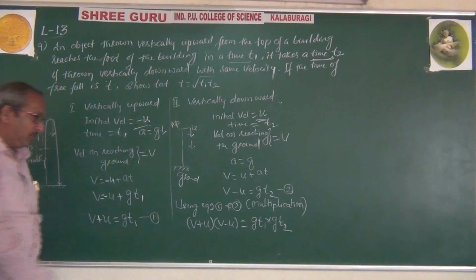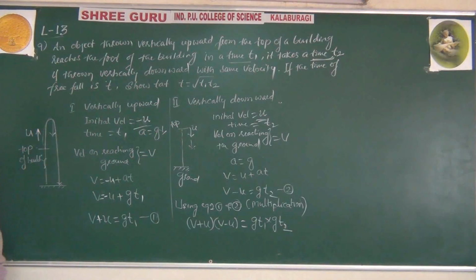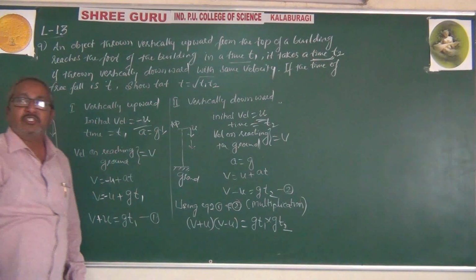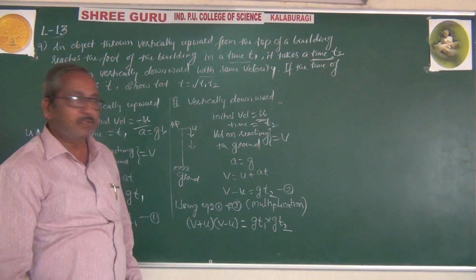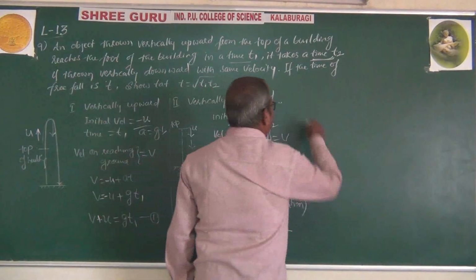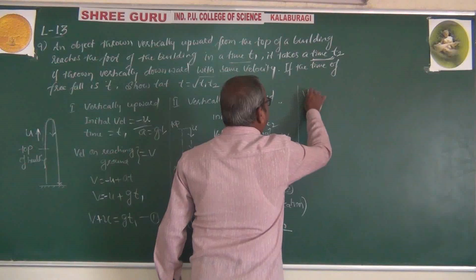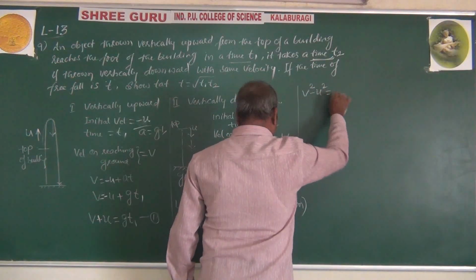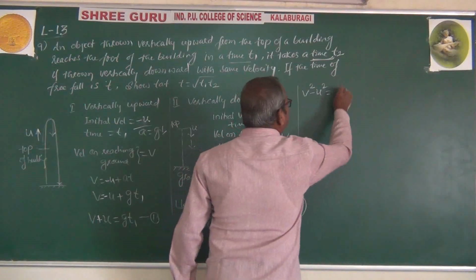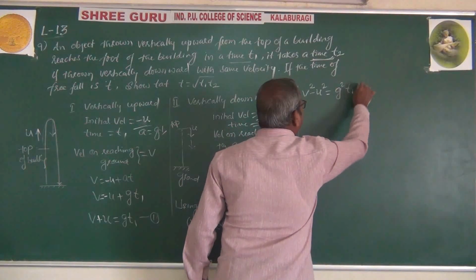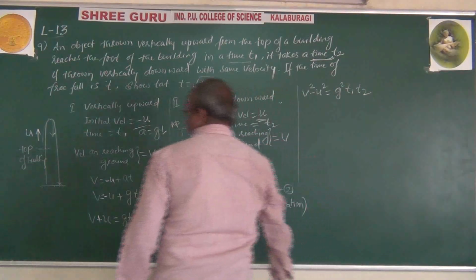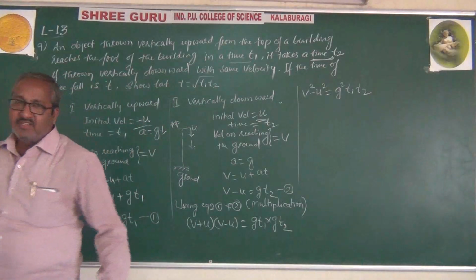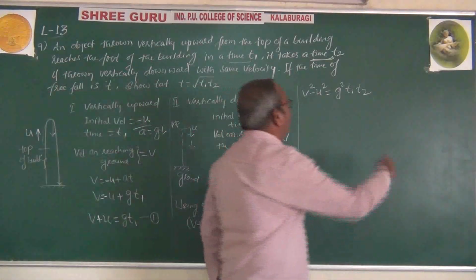So here we got v plus u and v minus u. V plus u into v minus u is nothing but (a minus b) into (a plus b), which is a square minus b square. That means here v square minus u square equals g square into t1 t2. This is the next equation, the third equation.